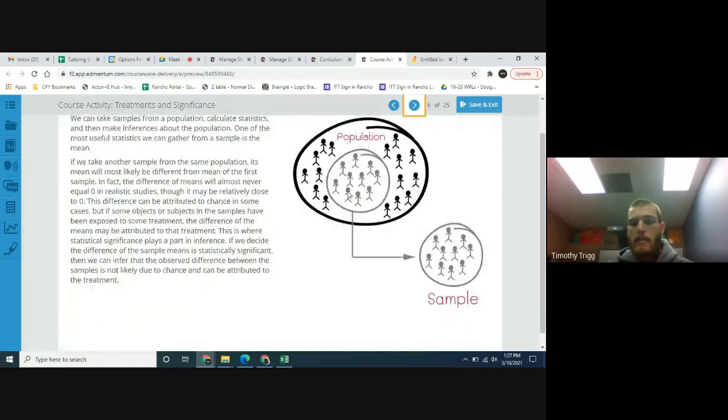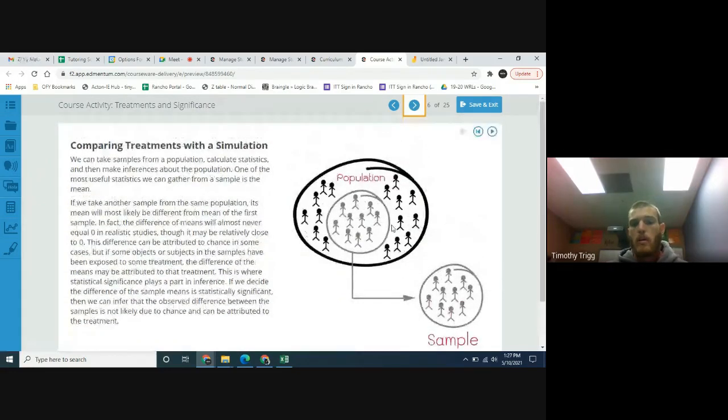Let's talk a little bit about what a sample means. So if you have a population like this, a sample is just a group from that population. Now, the sample should be a random group from the population. So the sample should be randomly selected from the population. That's key also.